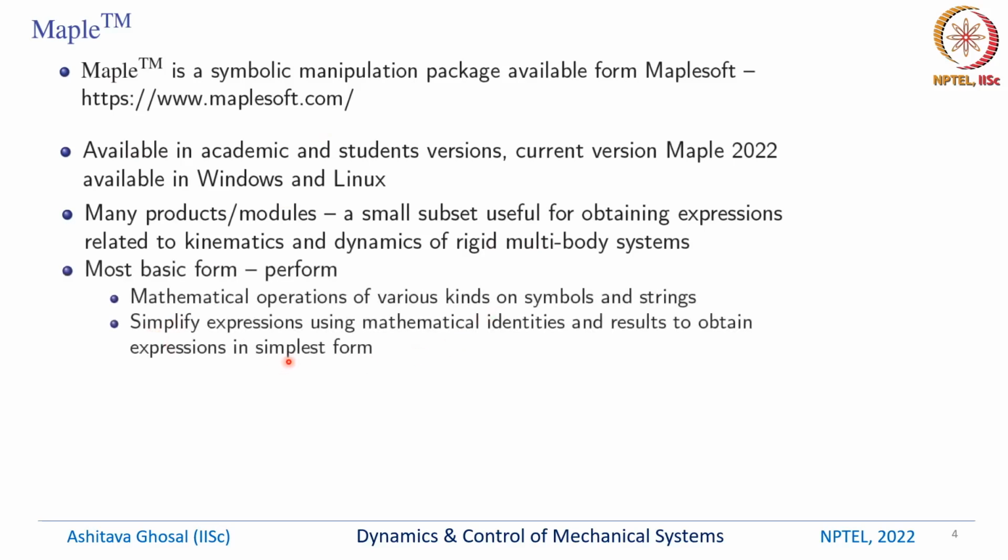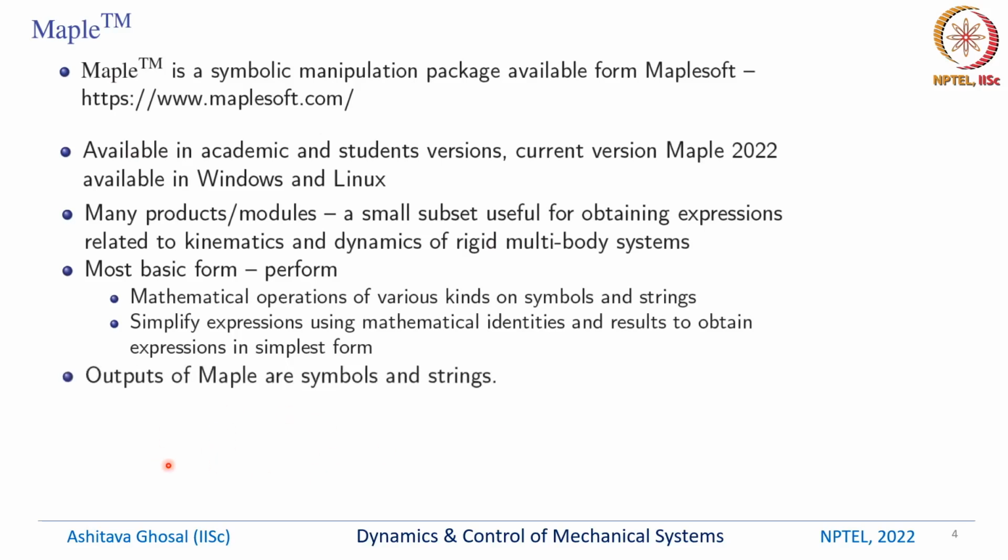In its most basic form, Maple can perform various mathematical operations, which are represented as symbols and strings. It can simplify expressions using mathematical identities and results to obtain expression in simplest form. So for example, if you have some sine squared theta plus cos squared theta appearing somewhere in your derivation of equation of motion, it can convert that using trigonometric identities to 1.